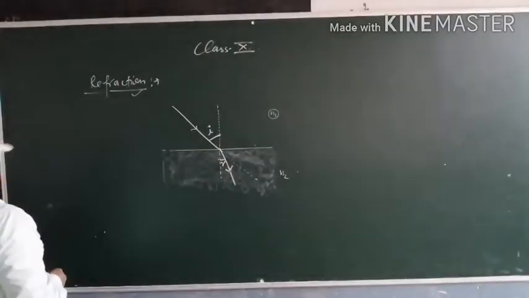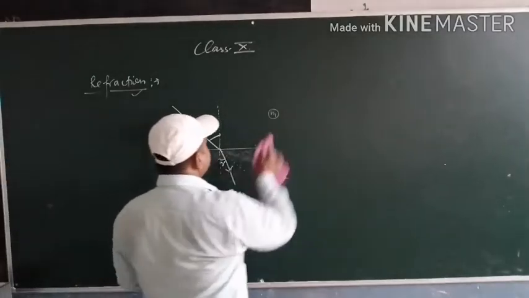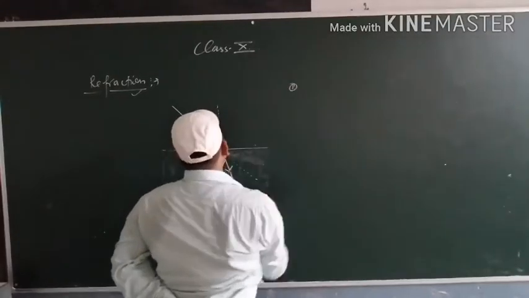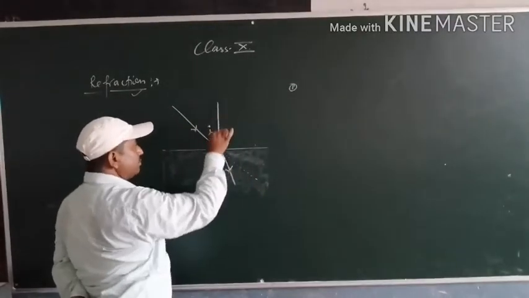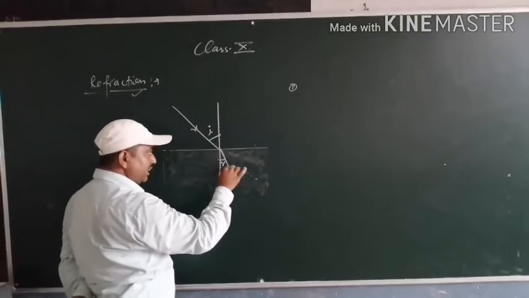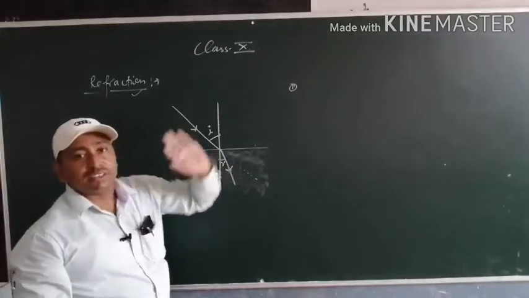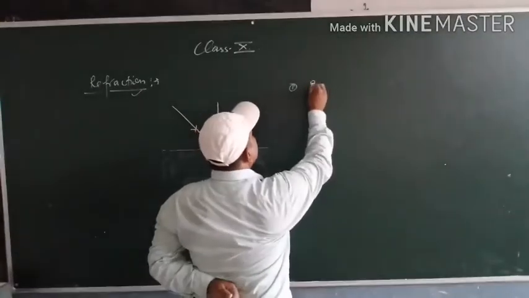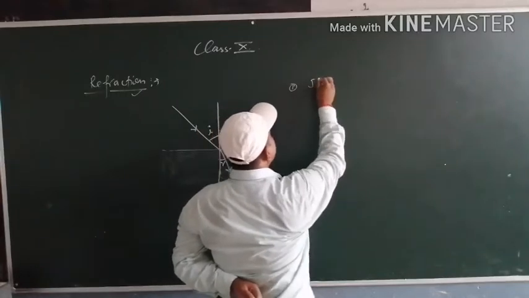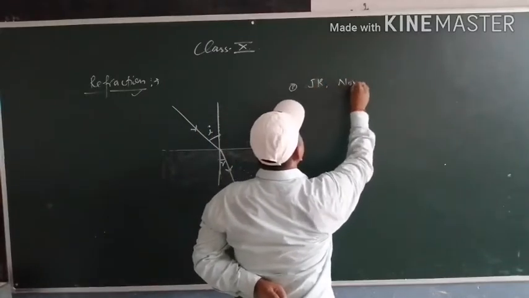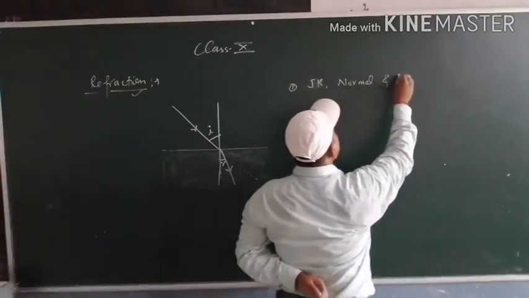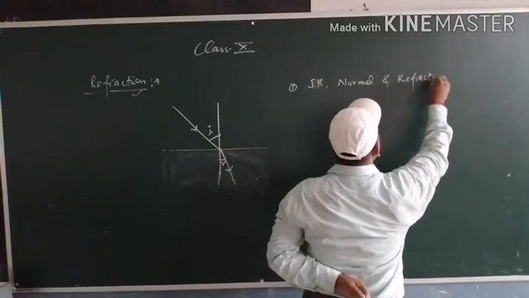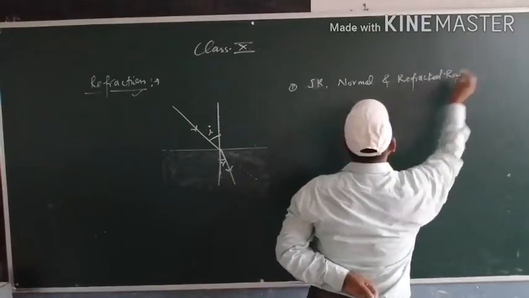Now, for refraction we have two different laws. First, the incident light ray, the normal, and the refracted light ray lie on the same plane.